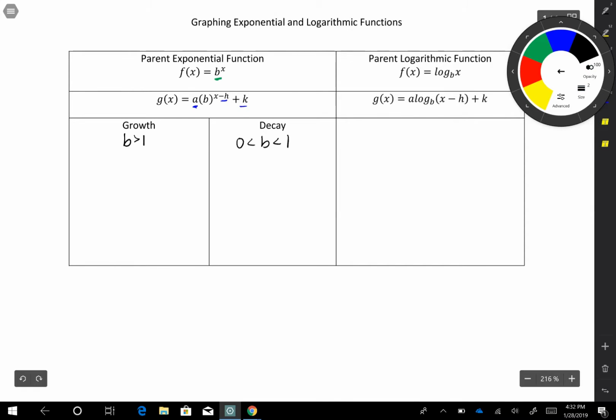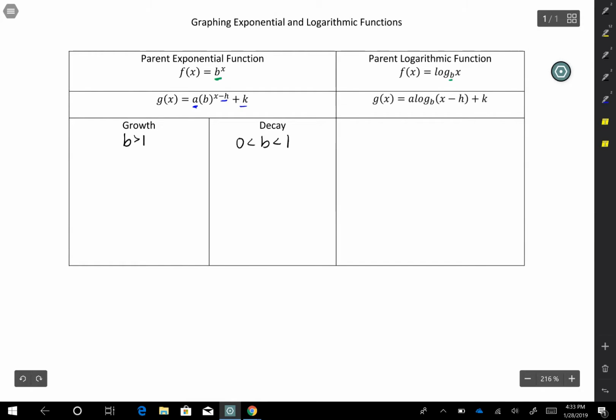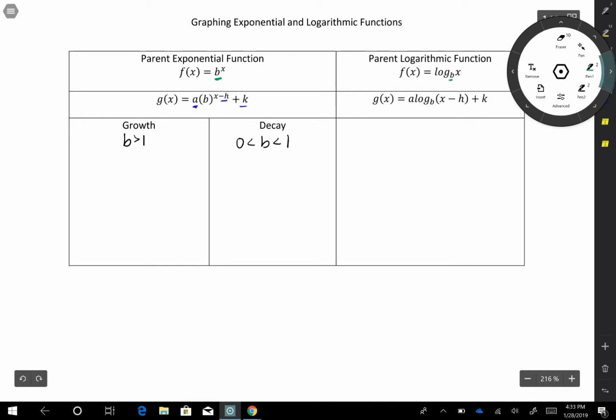The parent logarithmic function also has that b value, the base right there. So f of x equals log base b of x, and that again has the same stipulation: b is just a positive real number. And then there's no growth or decay with logs. They just start down with the asymptote and increase. But log also has a, h, and k that follow along the same as every other function. A is your vertical stretch or compression, h is your right or left, k is up or down.